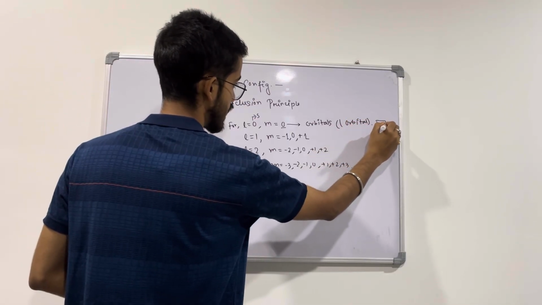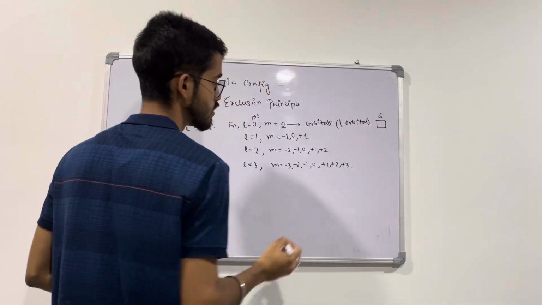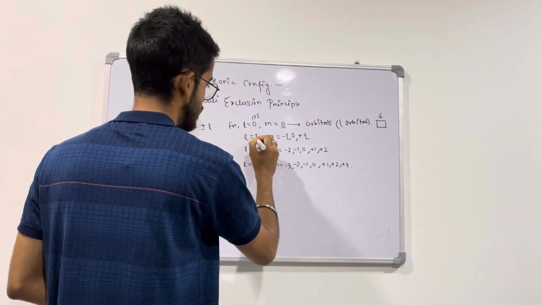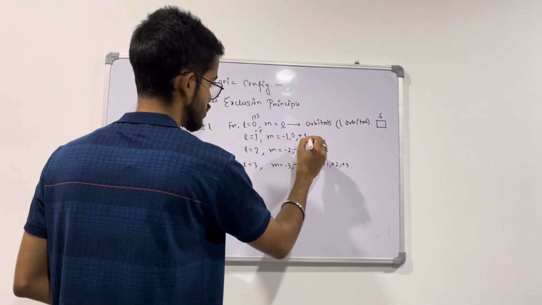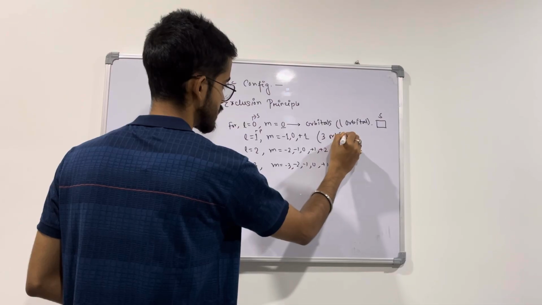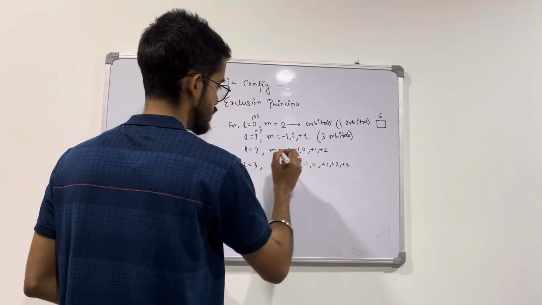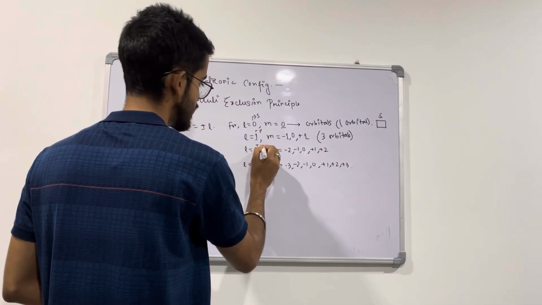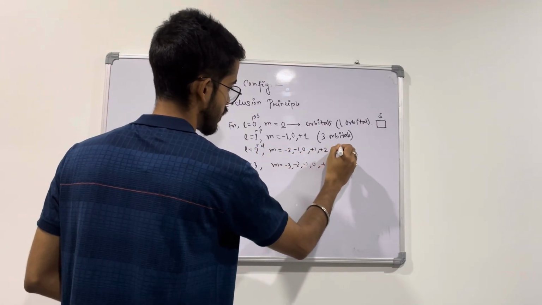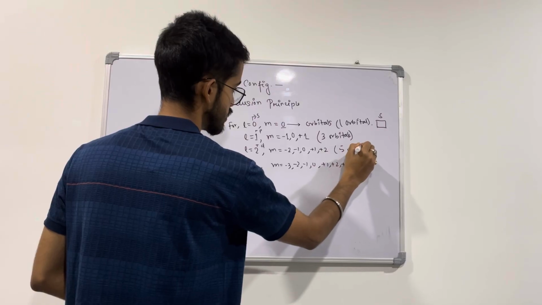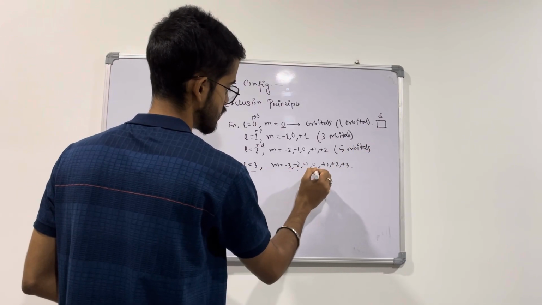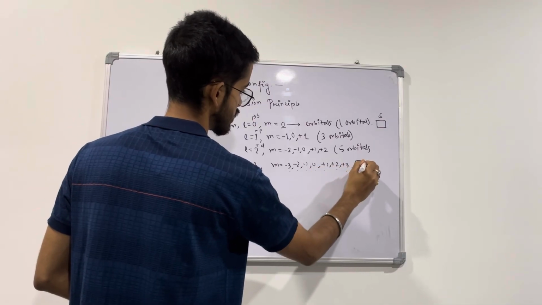So we give one orbital in case of S subcells. Similarly, for L is equal to 1, this is P. In P subcell there are 3 orbitals respective to 3 values. Similarly, for 2 it is D. So in D subcell there are 1, 2, 3, 4, 5 orbitals. Similarly, for L is equal to 3, there are 1, 2, 3, 4, 5, 6, 7 orbitals.